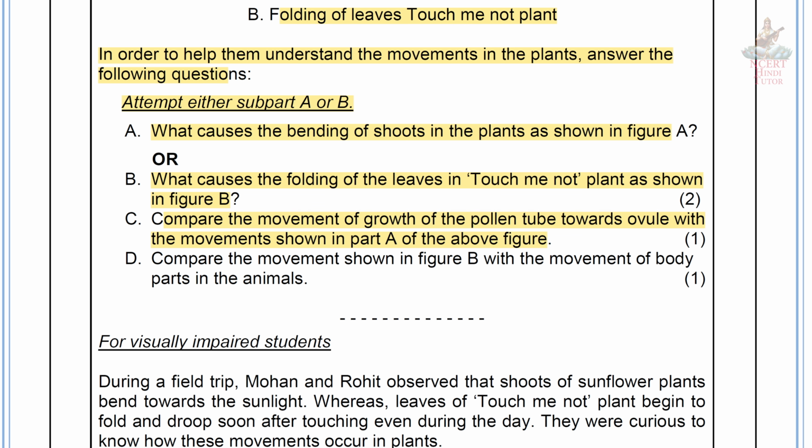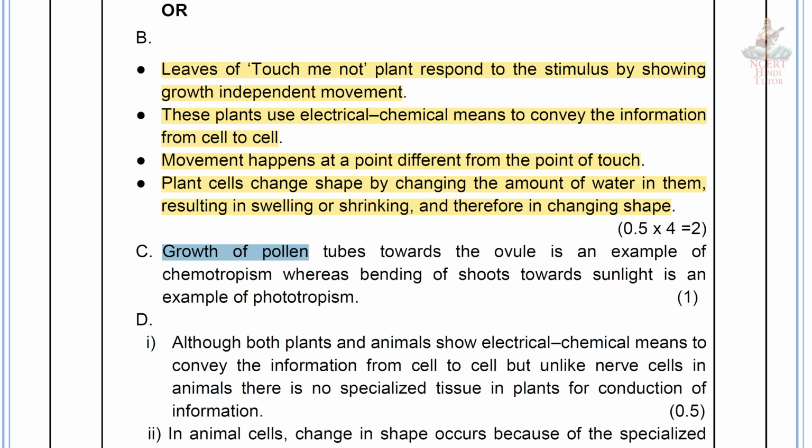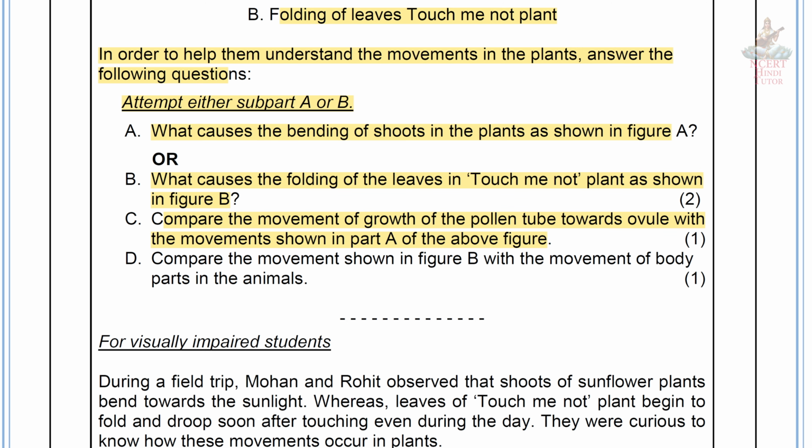of the above figure. Answer. Growth of pollen tubes towards the ovule is an example of chemotropism, whereas bending of shoots towards sunlight is an example of phototropism. D. Compare the movement shown in figure B with the movement of body parts in the animals.